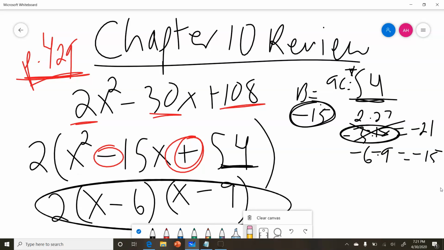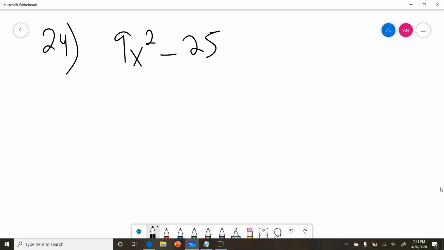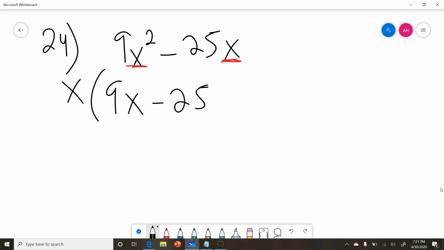Okay, let's do another one here. Maybe one that's a little harder. So this one is number 24. So this will be on your homework. This is number 24. And this one says 9x squared minus 25x. Now again, what do we always look for? Look at that, we can take something out. So I take an x out of both, and I'm left with this, 9x minus 25, because I took out the x.